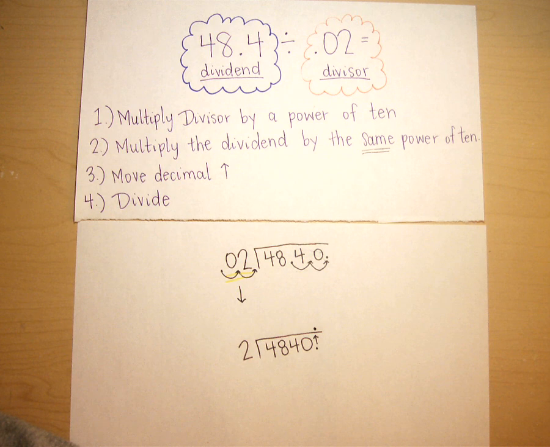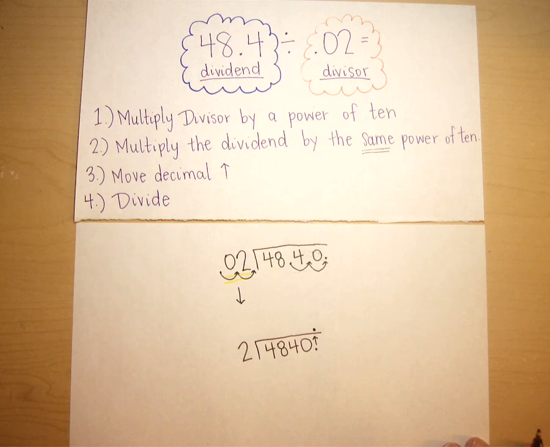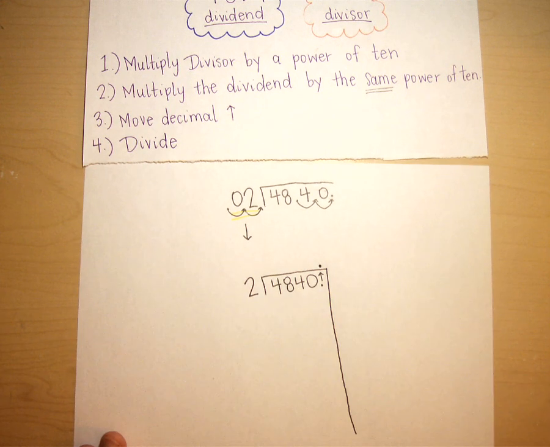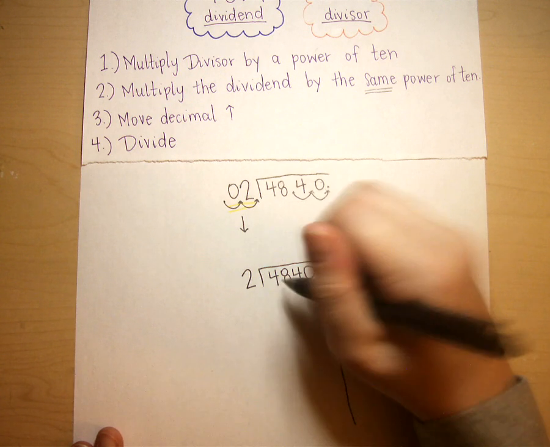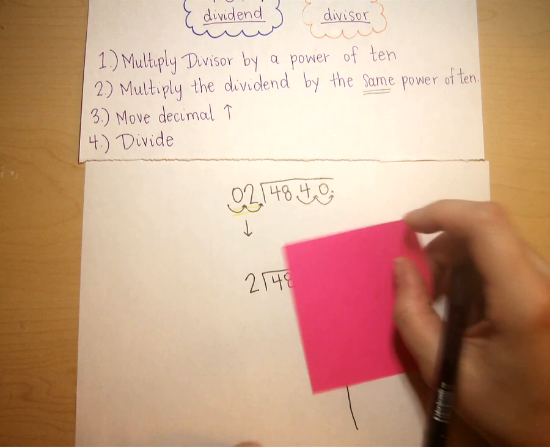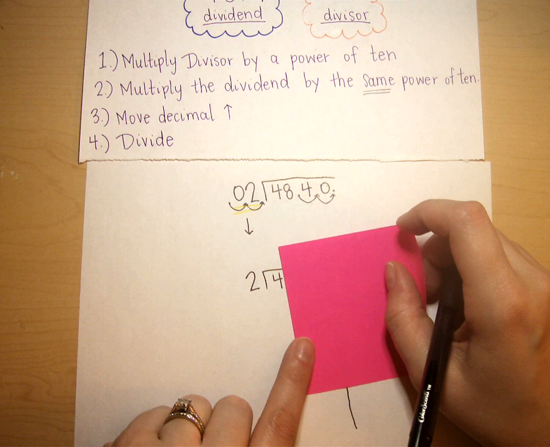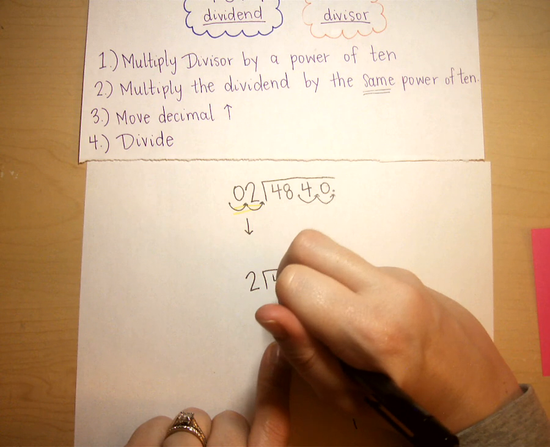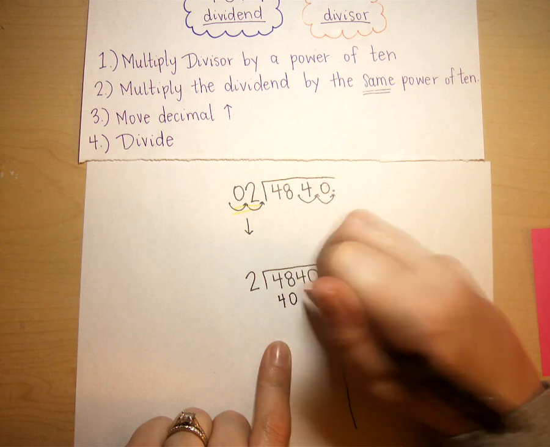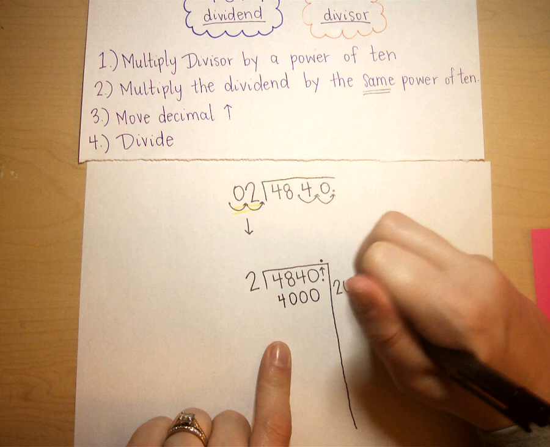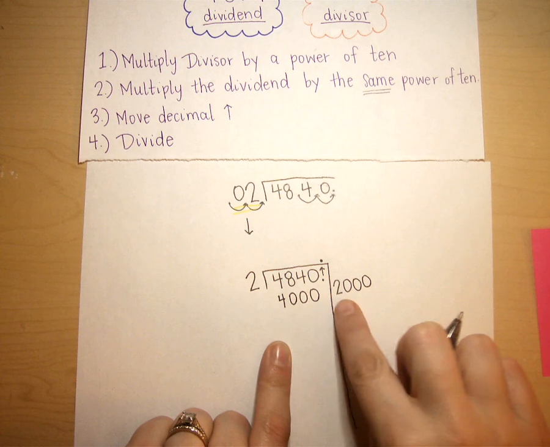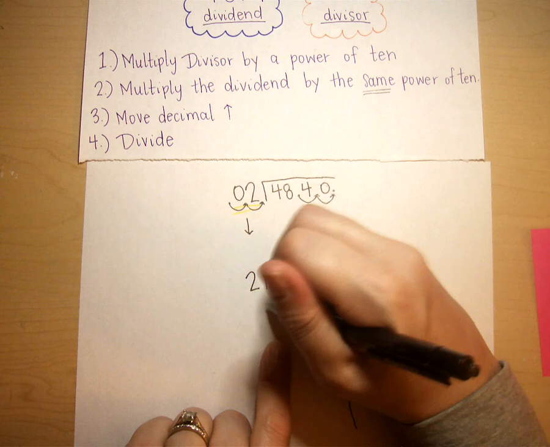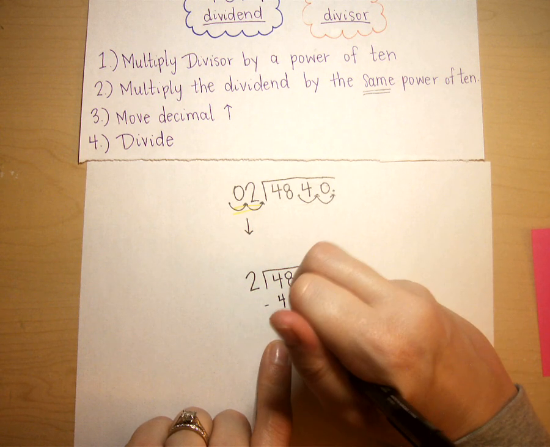Well, now I just divide this like 2 divided into 4,840. So I'm going to draw my line down. I know how many 2's can I find in 4. Well, I know 2 times 2 is 4. So 2 2's equal 4. And then I have 3 spaces here. So I'm going to put 3 spaces here. Because if 2 2's are 4, then 2,000 2's are 4,000. And I'm going to subtract that, get 840.